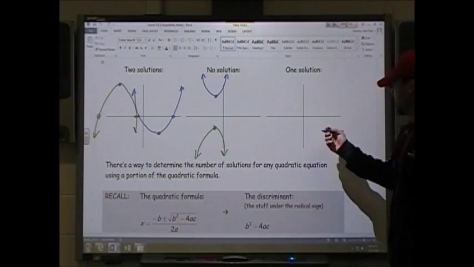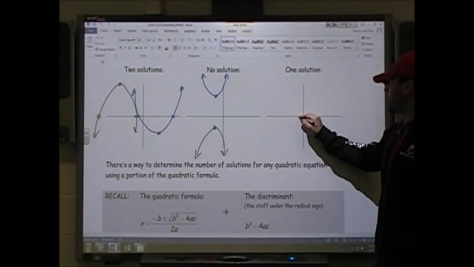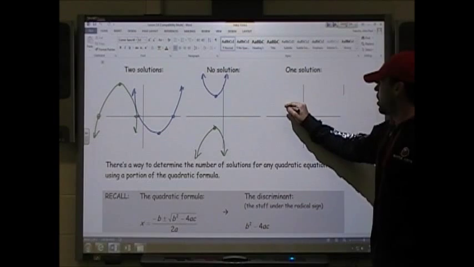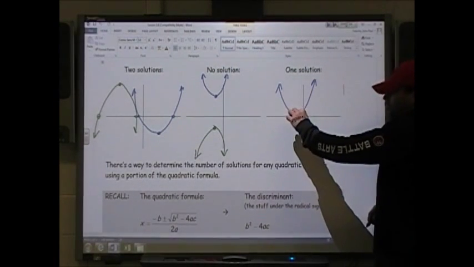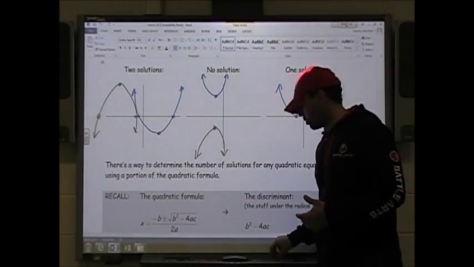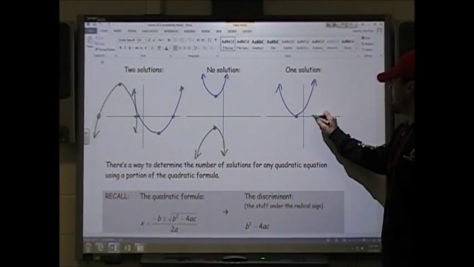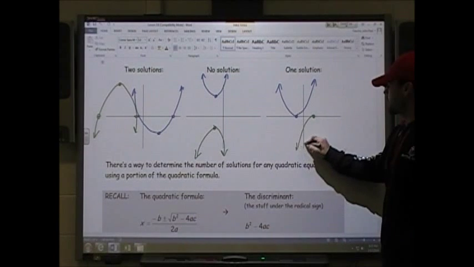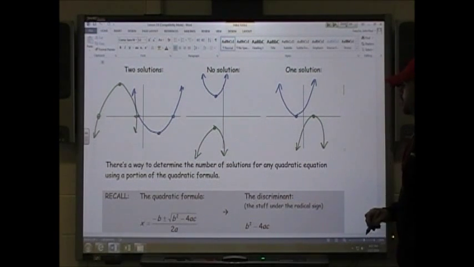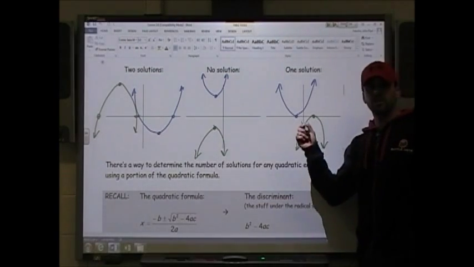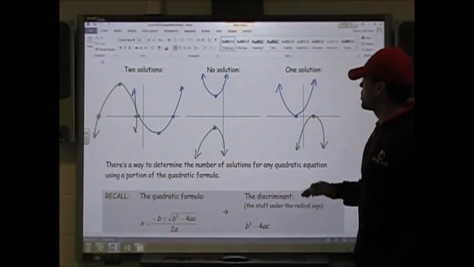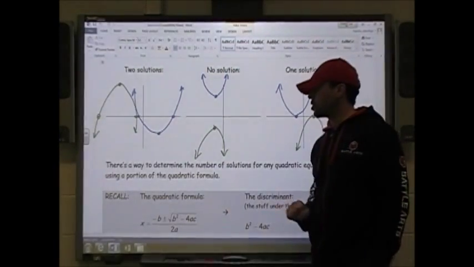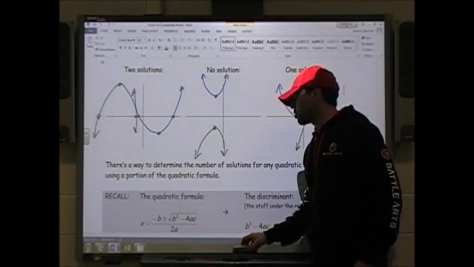Or the last case scenario, you may have a vertex that is right on the x-axis and it opens up. Therefore, it only crosses once. And there's only one solution. The solution is the vertex. Or you may have the vertex right on the x-axis and it opens down. Again, only one solution, only crosses once, and the solution is the vertex. So again, you may have 2 solutions, 1 solution, or no solutions. Okay?